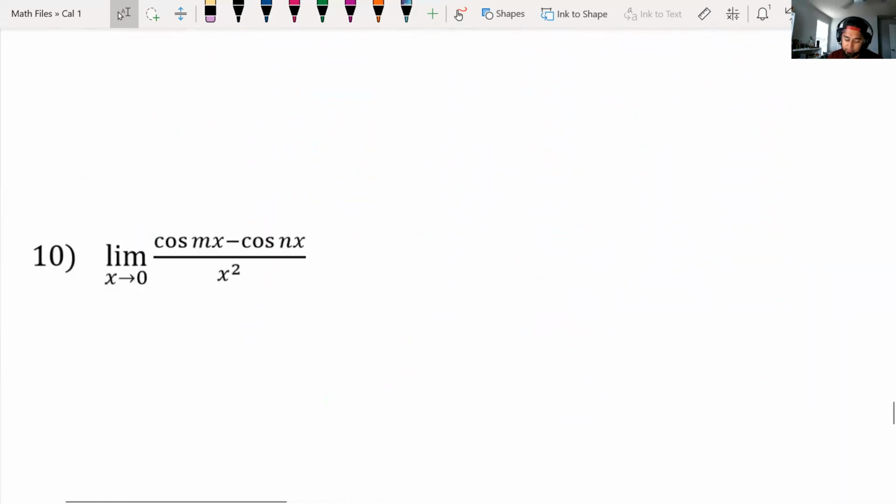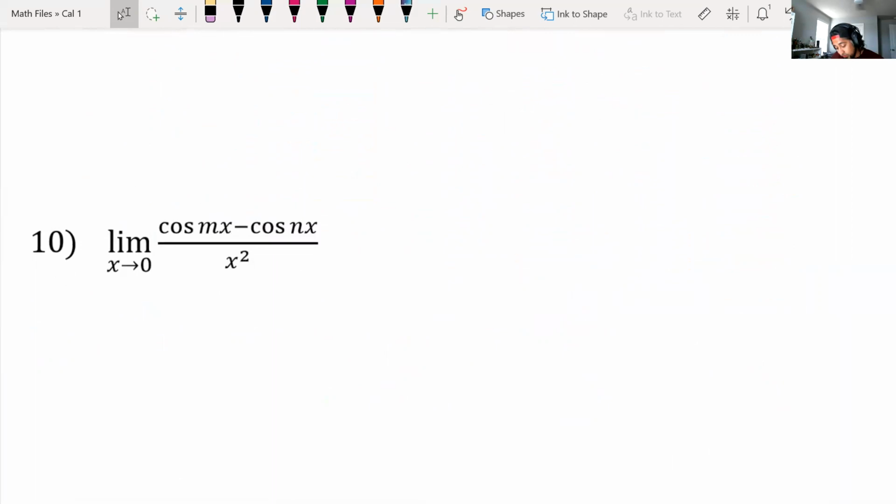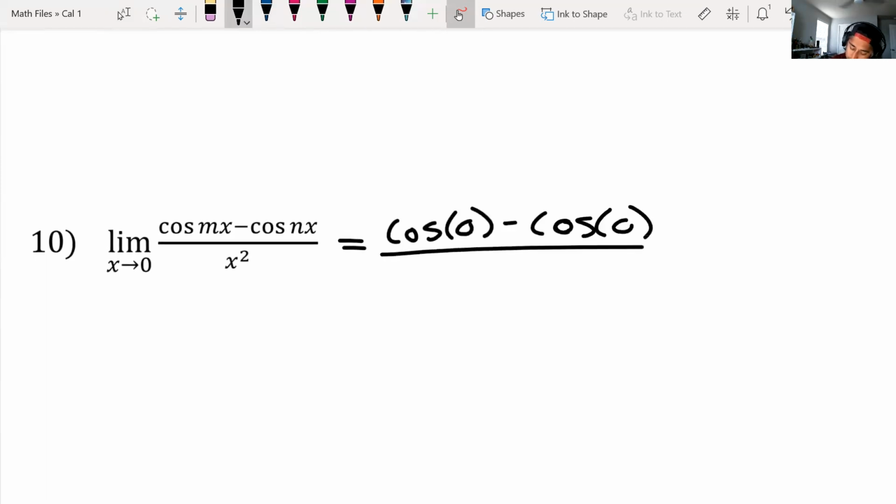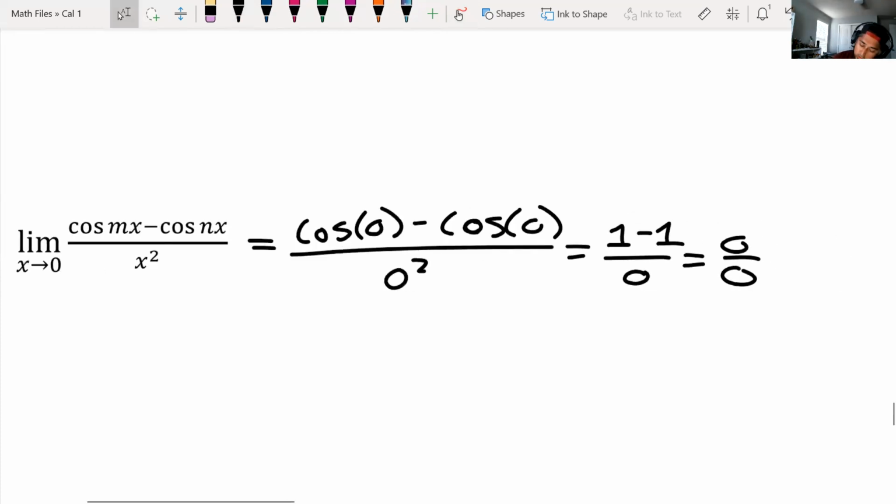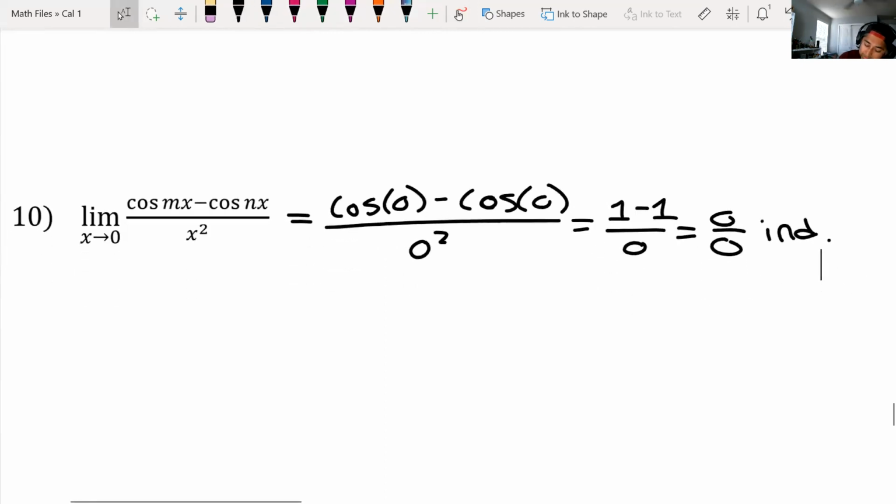All right, 10. Limit as x approaches 0 of cosine mx minus cosine nx over x squared. Of course, plug in 0 first. You'd get cosine of 0 minus cosine of 0 over 0 squared. That becomes 1 minus 1 over 0, 0 over 0, which is our indeterminate. Okay, so take it to the hospital.